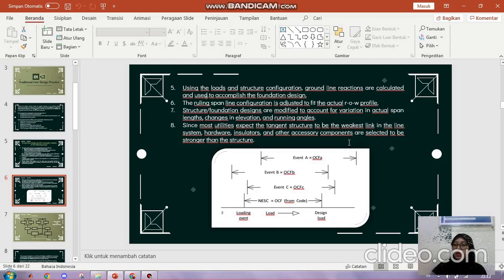This is the image for the development of the loading agenda. This is event A, the left and the right; event B, the left and the right; and then the next, event C, or an NESC event, and then this is the grounding or loading event, which leads to the design loading.